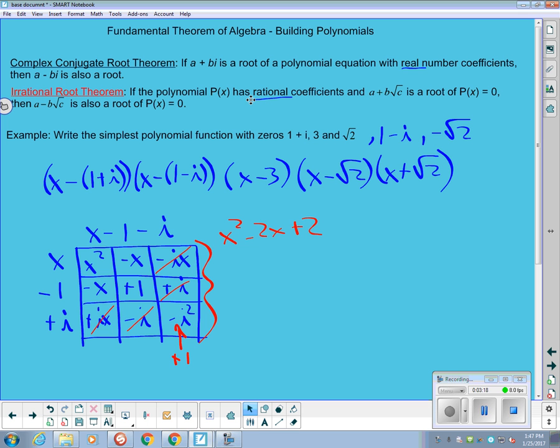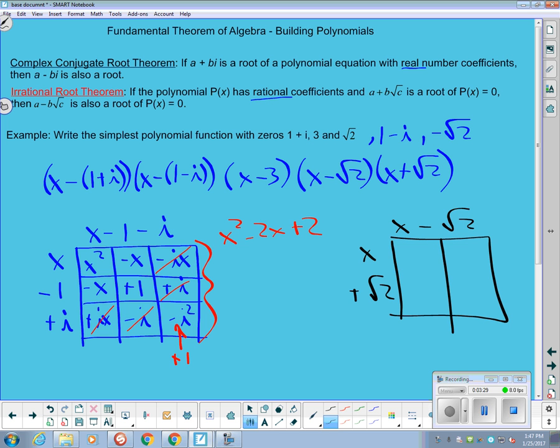Now, let's go ahead and do the x minus root 2 times the x plus root 2, with an area model there as well. That'll give us an x squared minus root 2x plus root 2x and a minus square root of 4, which is 2. And we can see that from this, these are going to cancel each other out, and that's just going to leave us here with an x squared minus 2 for that part of the problem.